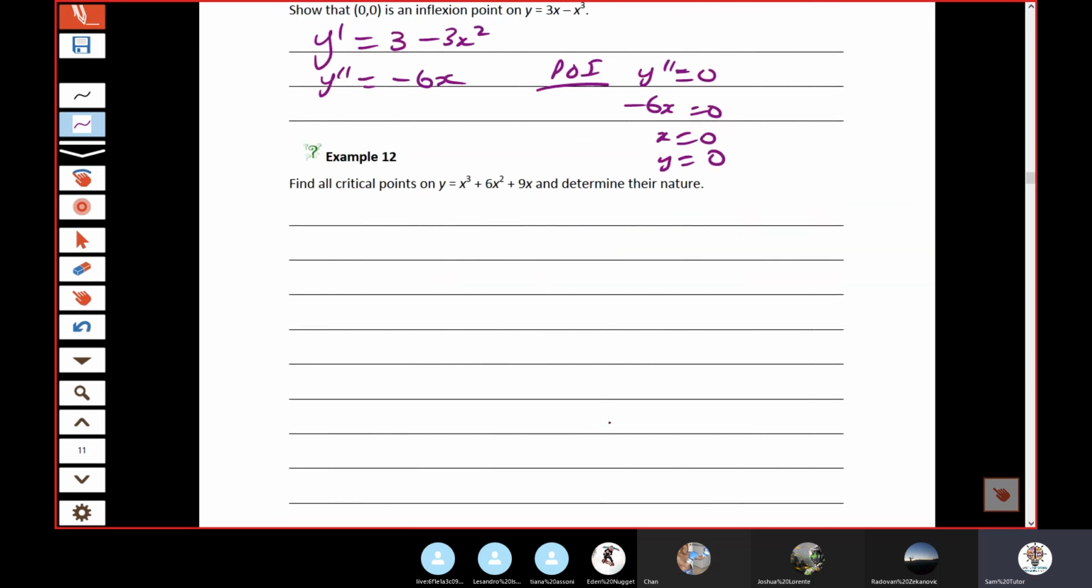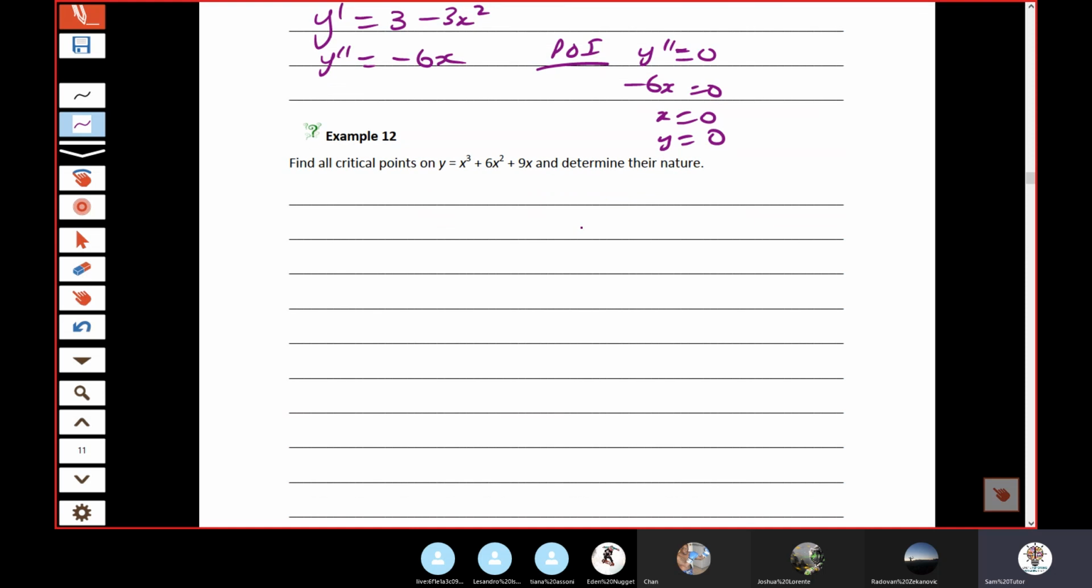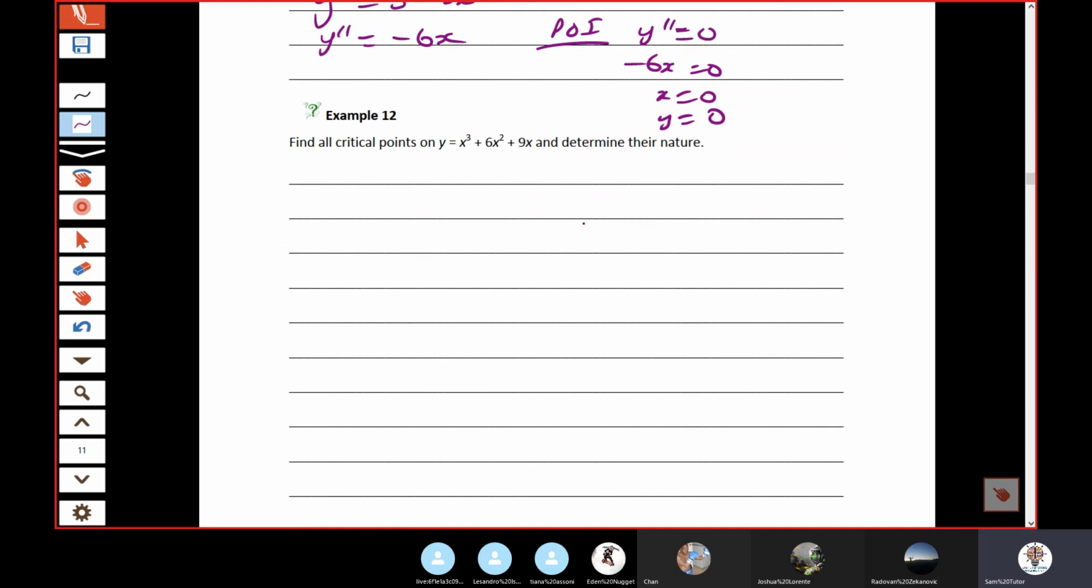All right. Find all critical points. What does that mean? Everything. So can you tell me everything? Point of intersection. Point of inflection. Oh, wait, intercept? Intercept. Yes. I thought you would miss that. All right. Points of inflection, stationary points, and intercepts.